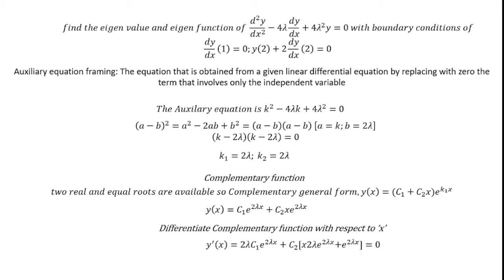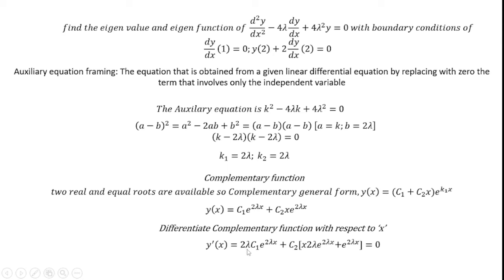So the differentiation, we already know d by dx of x power n is equal to n into x power n minus 1, which is the general form. The same form I utilized here. So differentiate the complementary function with respect to x.